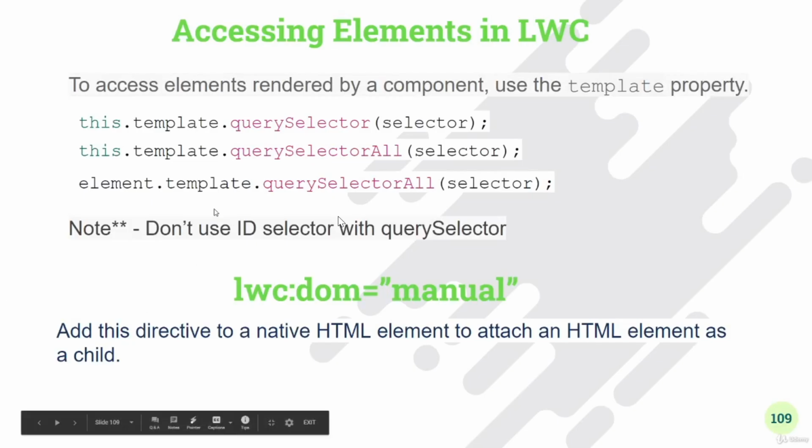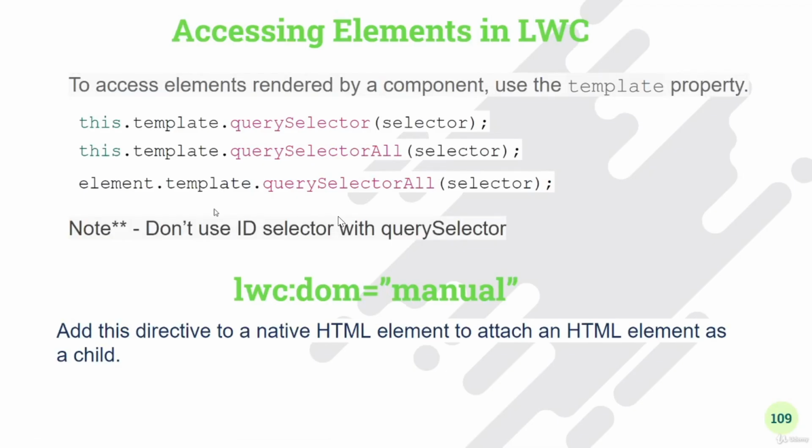To access the elements rendered by the component, we use the template property. As you know, in our JavaScript section, we learned about the querySelector and querySelectorAll APIs of document. And at that time I told you that in LWC it's going to be the same behavior except the way we access it. So whenever you want to fetch any element from the HTML, we use this.template.querySelector.